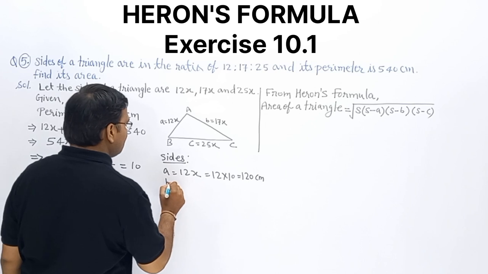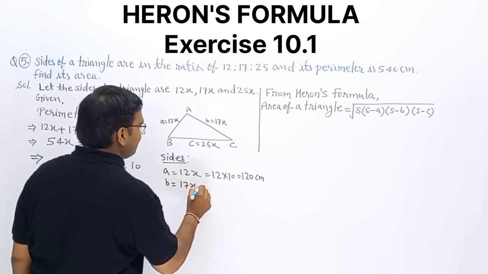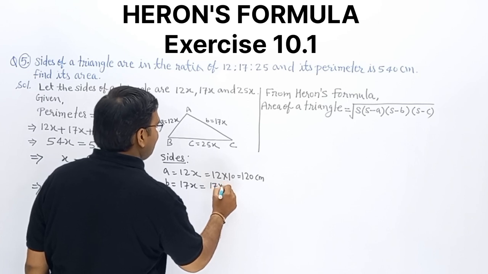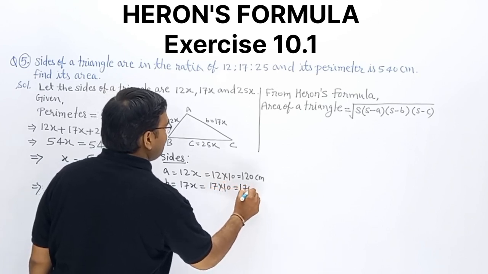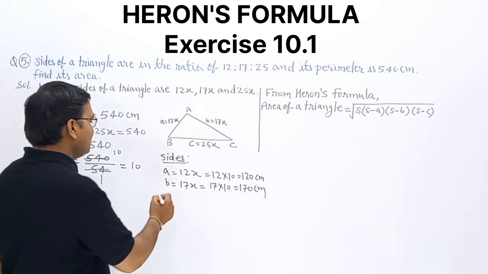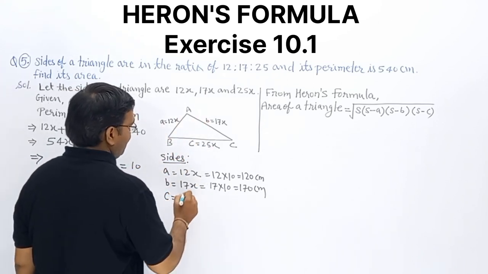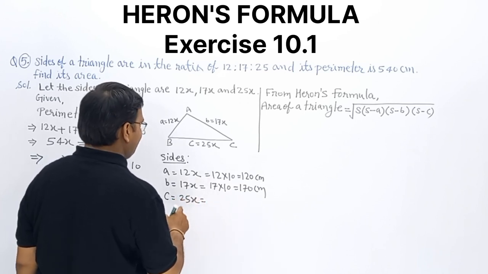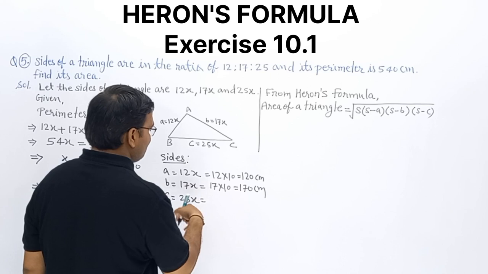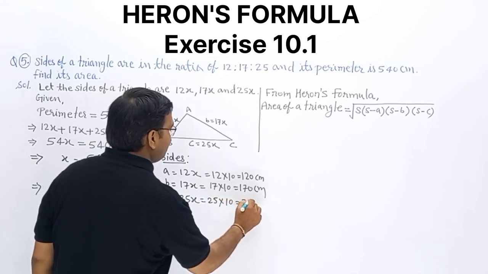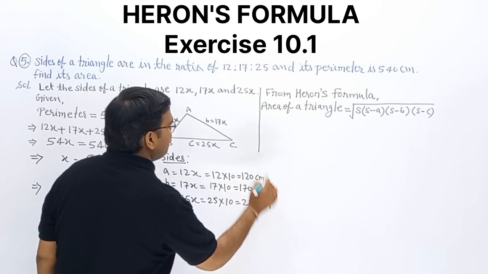Now B will be 17x. So x is 10, which we obtained. So 17 into 10 will be 170 centimeter. This is the B side. Clear? Now the third side C is 25x. How will we obtain it? Multiply by 10, since x is 10. We put 25 into 10, and the result will be 250 centimeter.